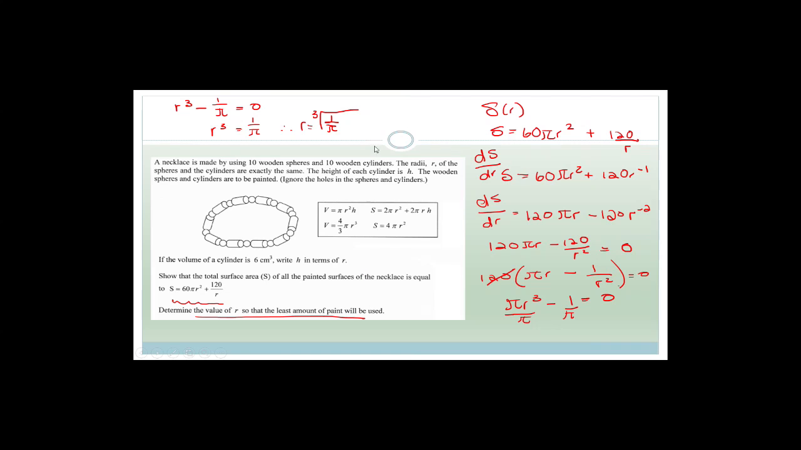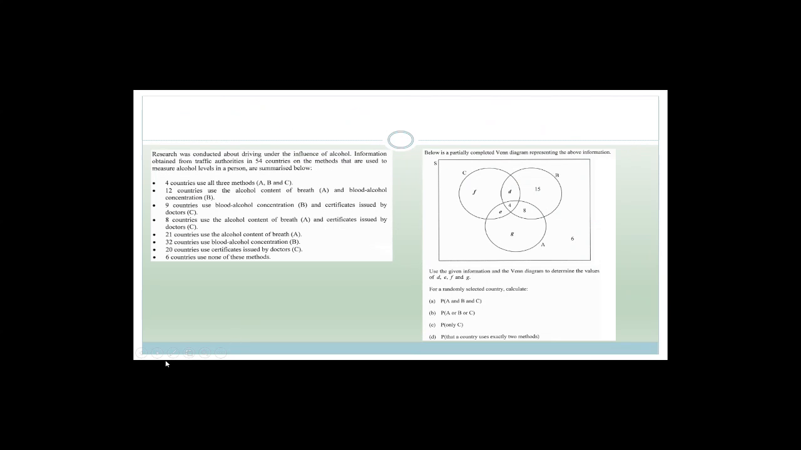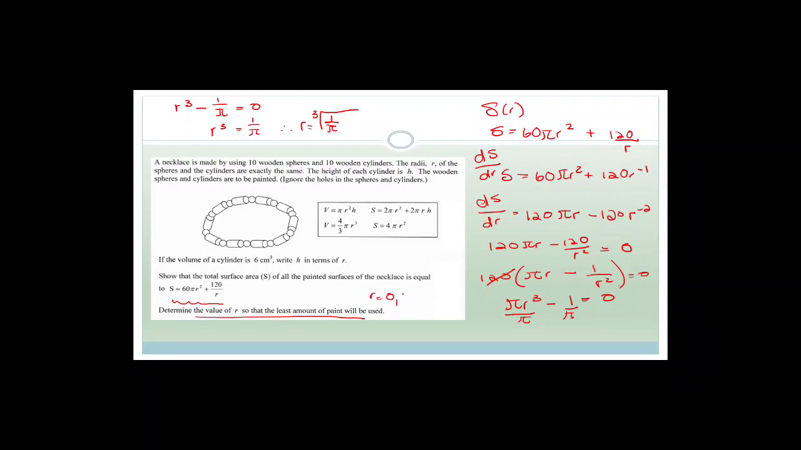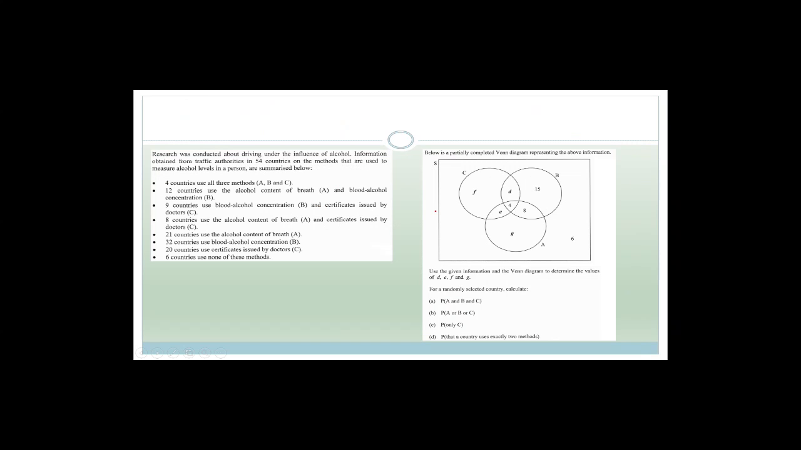And the answer is 0.68. So r has to be 0.68 units long for there to be the least amount of paint used. Okay, let's carry on. Now, the next question is obviously Venn diagrams.